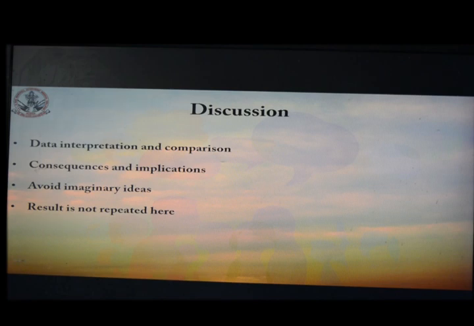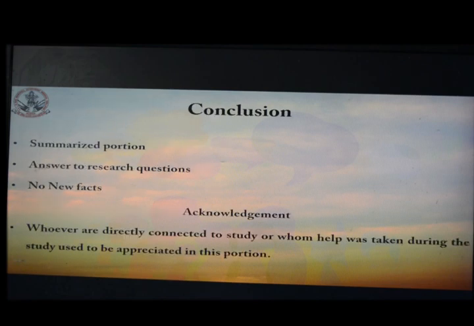Then we come to the conclusion portion. In the conclusion, important findings are summarized. We usually answer the research question, whatever we have presented. New facts are not added. This is followed by the acknowledgement. In the acknowledgement portion, we usually appreciate all who are directly connected to the study or whose help we had taken during the study. So those people are appreciated in this portion.